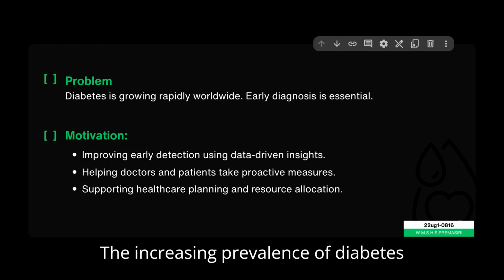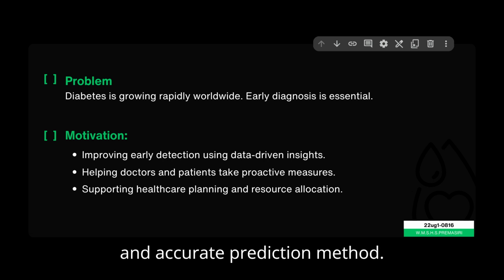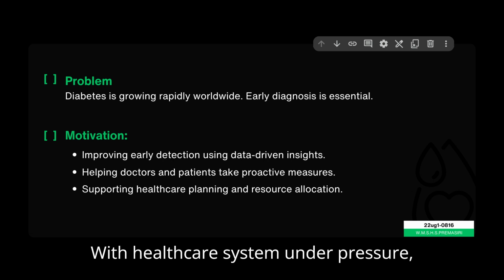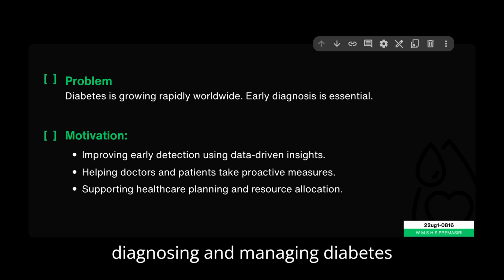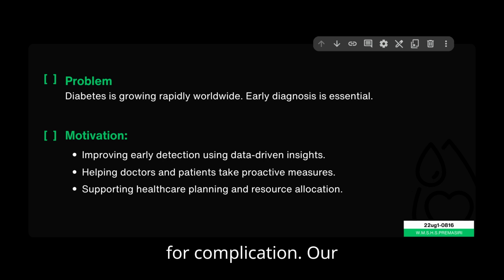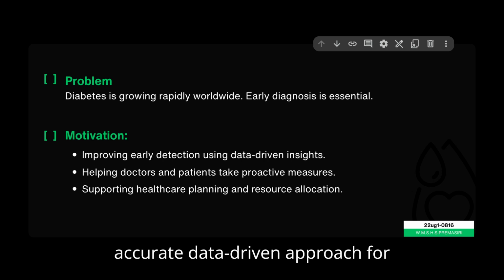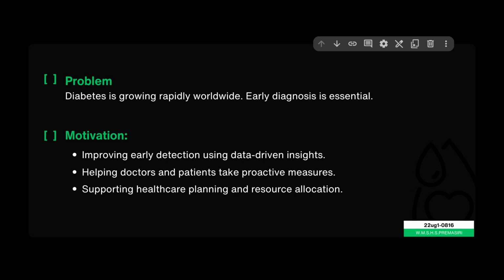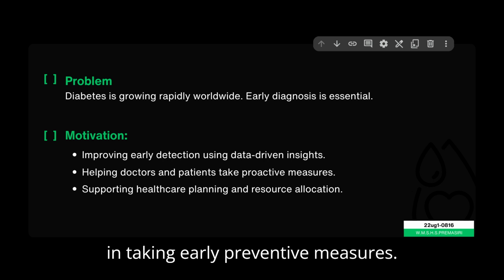The increasing prevalence of diabetes highlights the urgent need for efficient and accurate prediction methods. With healthcare systems under pressure, leveraging machine learning can aid in diagnosing and managing diabetes before complications arise. Our motivation for this project is to use machine learning to develop an accurate data-driven approach for identifying individuals at risk of diabetes. This can assist healthcare providers in taking early preventive measures.